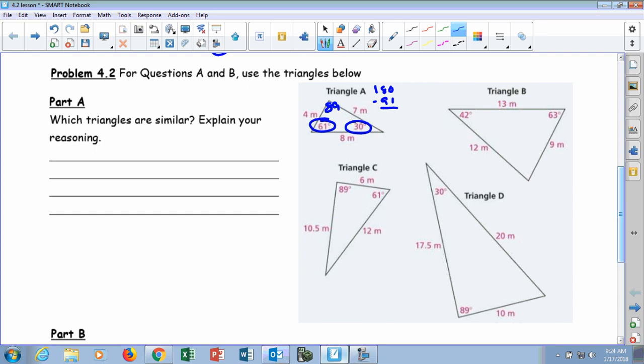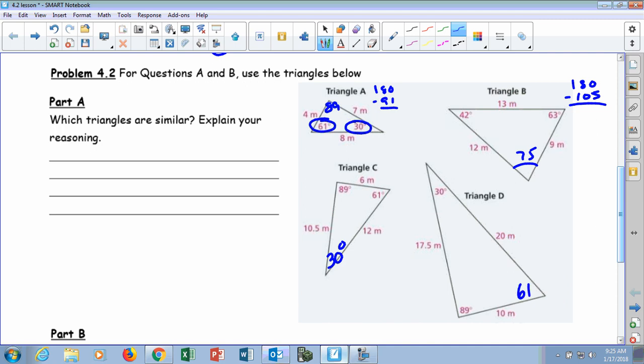What about for triangle B? It's missing this angle right here, so we've got to figure out what that is. Well, again, if I add these two up, I get 105, right? So if I take 180 and subtract 105 from it, what do I get? Yeah, it's 75. What about this one? 89 and 61 is what? Some of you guys got calculators right there. Use them. 150. And if I subtract 150 from 180, okay. And then down here, I've got 30 and 89, which is 119. If I subtract 119 from 180, 61.